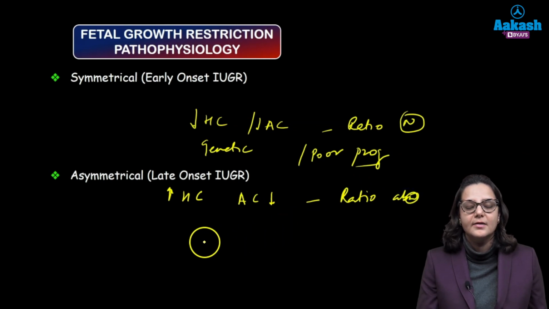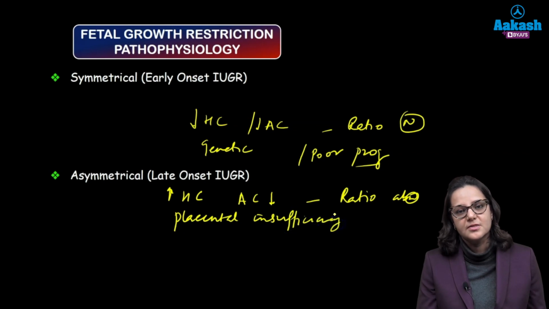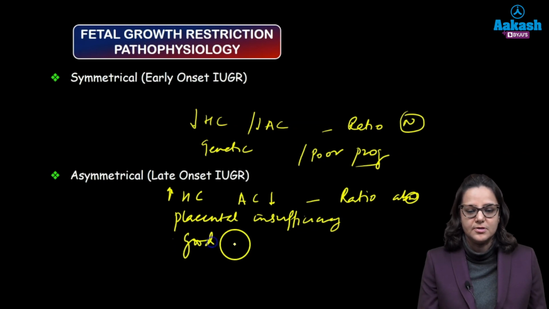And the main cause is what? The main cause is placental insufficiency. Since the cause is placental insufficiency, which can also be treated, these babies have a good prognosis.